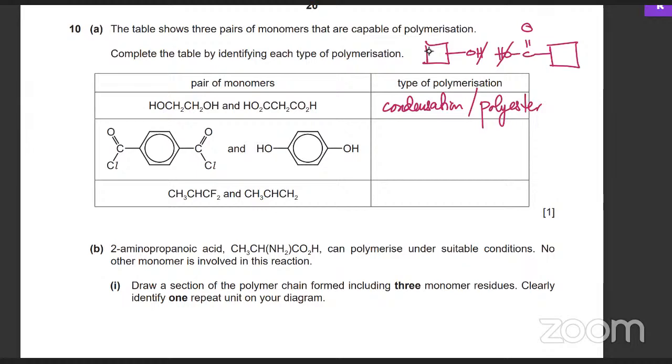The next one is going to be exactly the same. When you have an acyl chloride and an alcohol, you pretty much get the same reaction. The only difference is that on one side, you've got a Cl, an acyl chloride. So the H and Cl are going to be lost. And again, it's going to be a condensation polymer, and it will form a polyester back again.